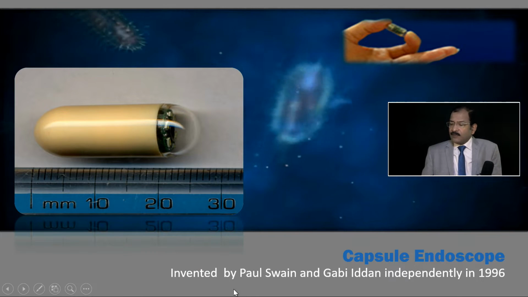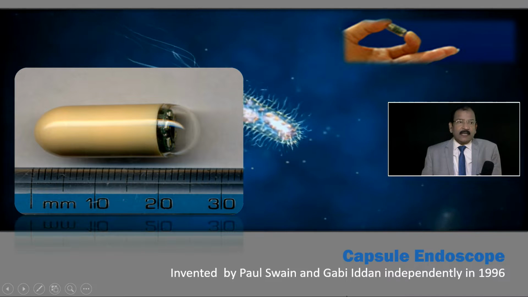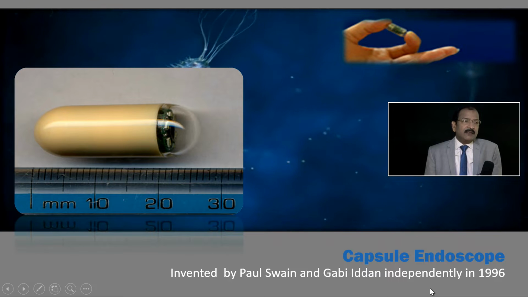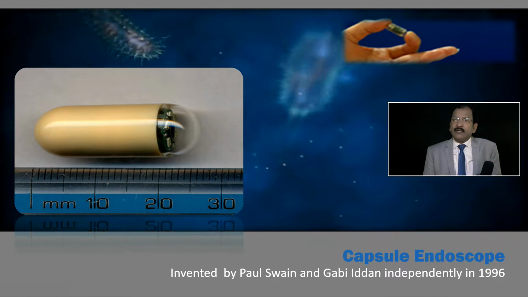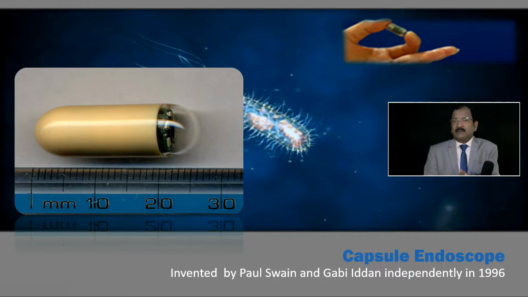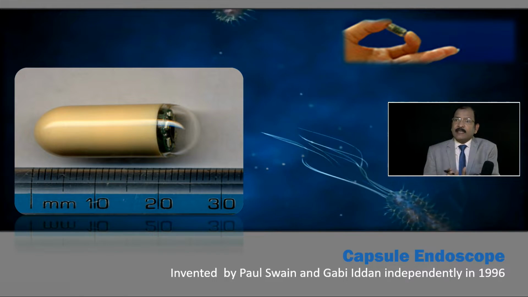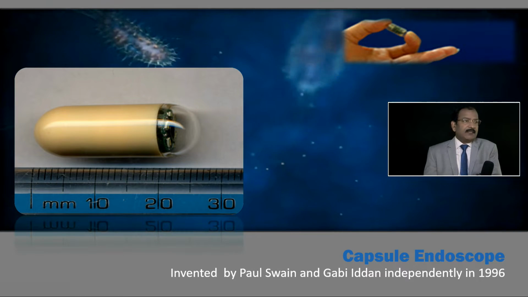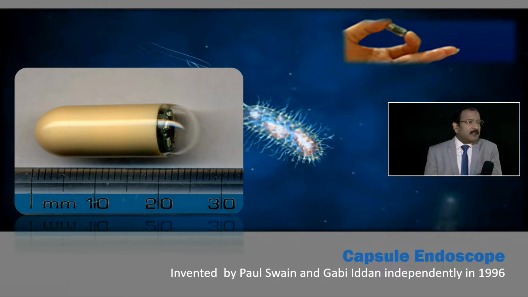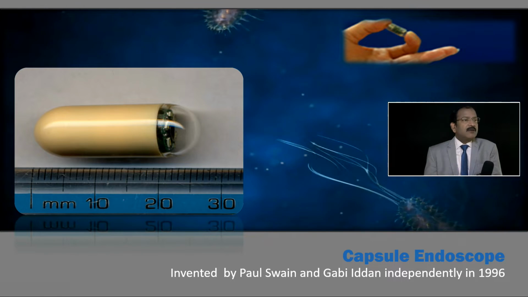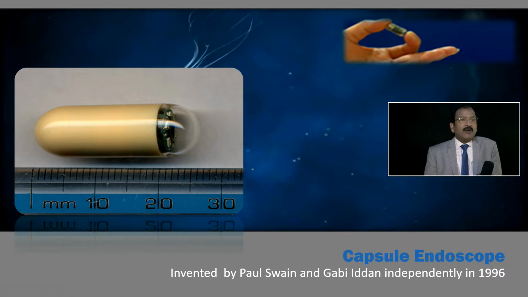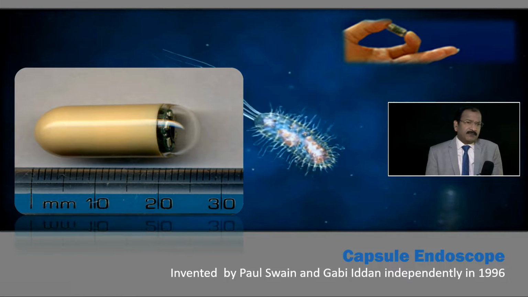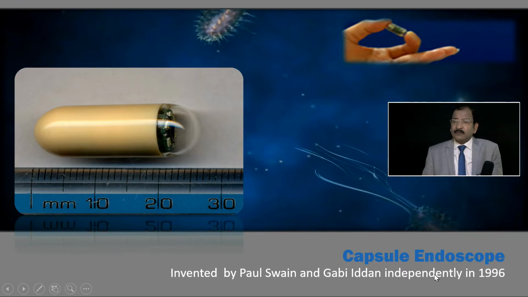Capsule endoscope was invented by Paul Swan and Gabby Eden simultaneously. This is a very typical invention where two inventors invented the same invention at the same time, and both were credited with inventing it. Initially the patent registrar thought that one must have copied the other's technology, but when they saw the research methodology, they found that both were independent of each other. And both were credited with inventing this.